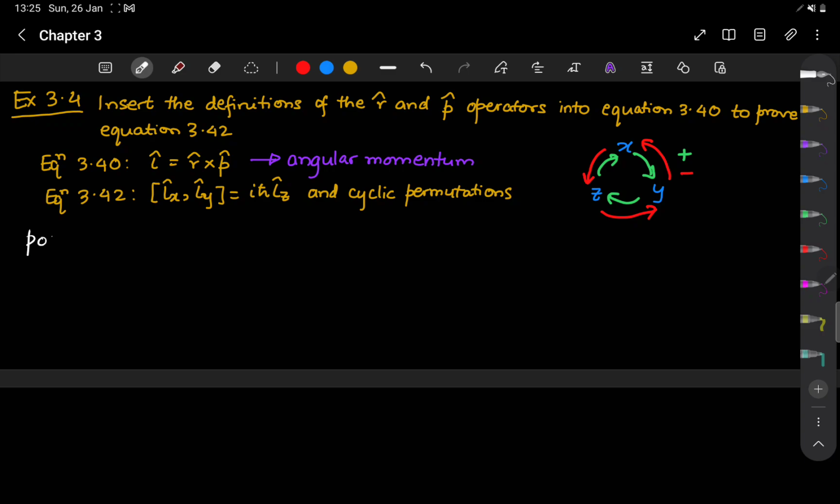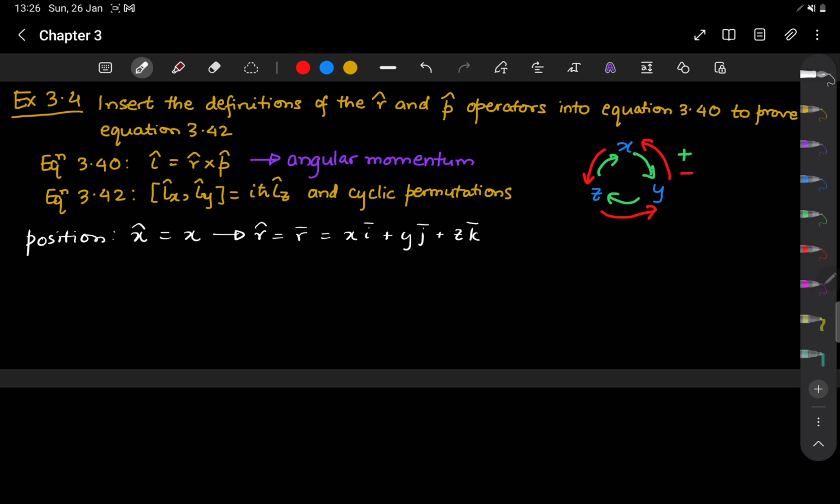So the position operator, if you recollect, let's say the x component is the x cap operator, and this is just the number x, which is the position x. If you go into 3D, the 3D analog will be the r cap operator, which is the r position vector. And this position vector is simply x along the i, which is the x direction, plus y along the j, which is the y direction, plus z along the k, which is the z direction.